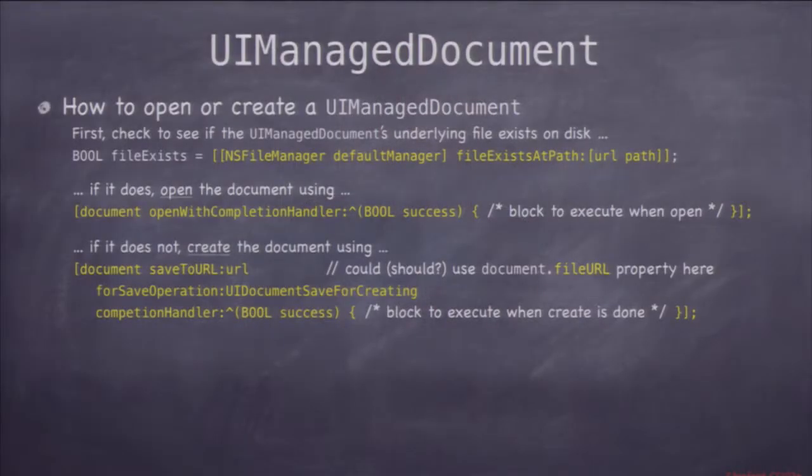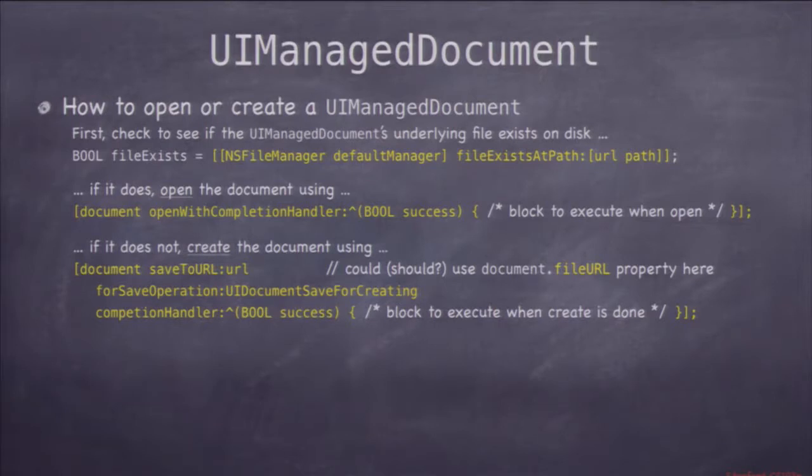So to find out whether it exists on disk, we have to do this file manager thing. fileExistsAtPath. So you have the URL to it. You say NSFileManager defaultManager. That's like a shared file manager. fileExistsAtPath returns a Boolean whether the file already exists. If it does exist, then we're going to open it. And the way we're going to open it is with the UIManagedDocument method openWithCompletionHandler. If it doesn't exist, then we're going to create that document on disk with saveToURL. For the save operation, UIDocumentSaveForCreating is the argument we want there because we're creating this file.